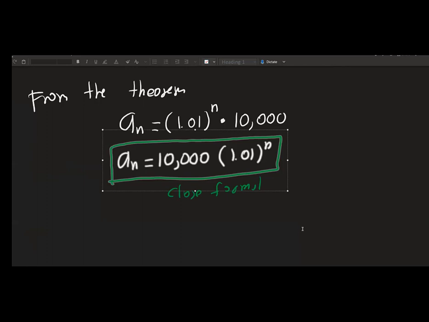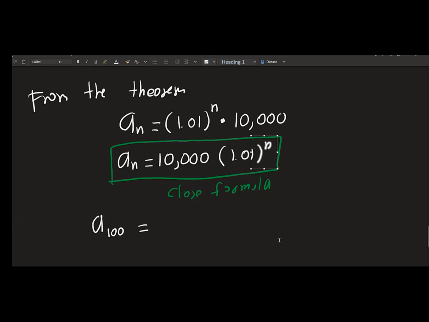Now, what is the advantage of this closed formula? The advantage is that, for example, if I want to know what is A of 100, I just have to plug in here the N for 100. So it's going to give me 10,000 that multiplies 1.01 to the 100. And I just compute that and I will get the value of A of 100.